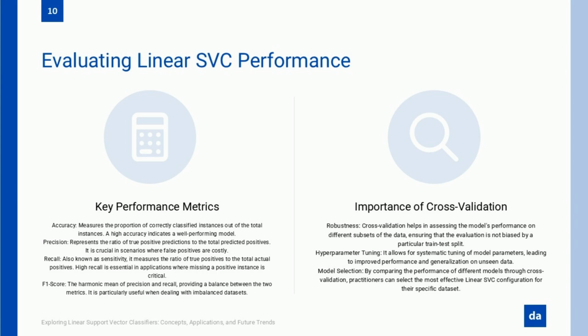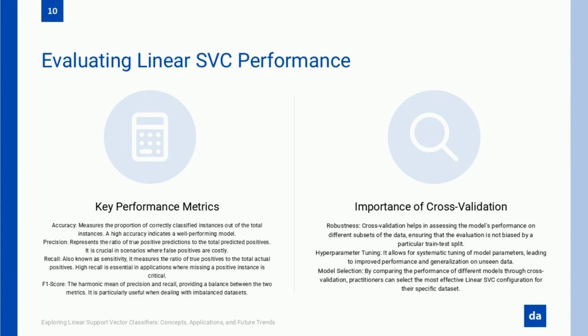To dig deeper, we look at precision and recall. Precision focuses on how many of the predicted positive cases are actually correct, critical in situations like spam detection, where false positives can be frustrating. Recall, on the other hand, measures how well the model identifies all actual positive instances, which is crucial in medical diagnoses where missing a disease case could have serious consequences.